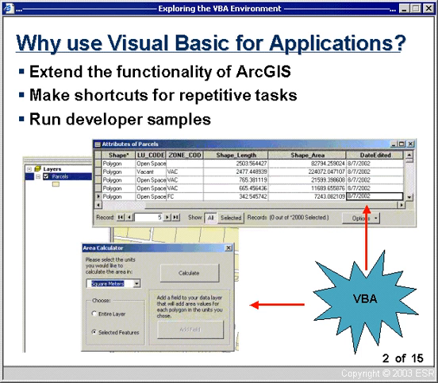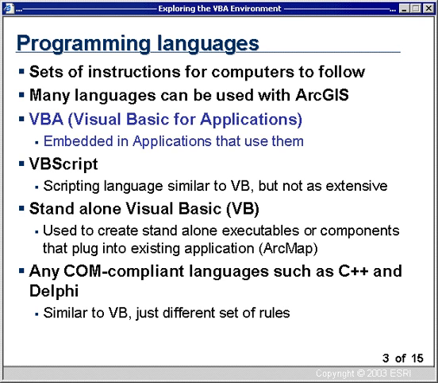So now we know a couple of reasons why we use VBA, but what exactly is it? Well, it's a programming language. All programming languages are just a set of instructions for computers to follow. Just like humans communicate through a written language, computers need to know how to communicate with one another and communicate with the data on the disk. There are many different languages that can be used with ArcGIS. Today we will be discussing Visual Basic for Applications.